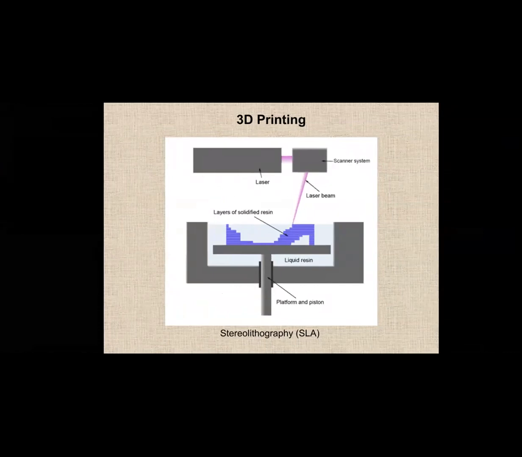So stereolithography. This is the first technique. Laser is the working principle. By laser as a setup, we are going to focus on the liquid resin.